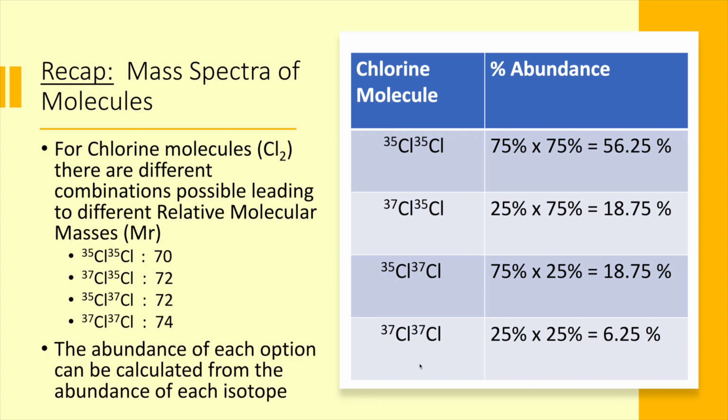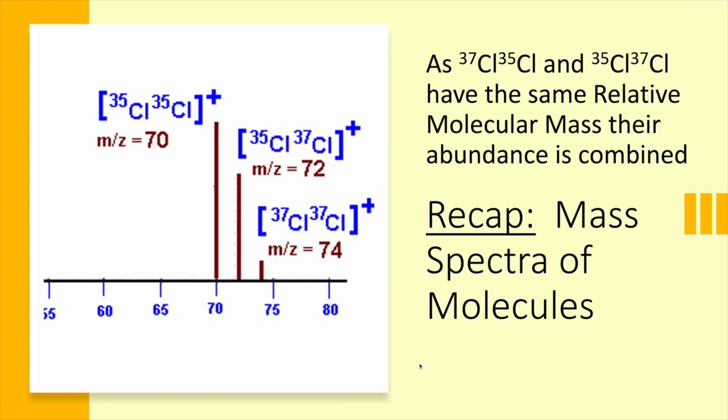So we've calculated those abundances, and then when we would draw our mass spectrograph of those, we'd expect that pattern to follow. Obviously combining those 2 in the middle, the 18.75, would therefore double as we combine those 2 middle ones. Notice also that the percentage abundance, it all adds up to 100, so that's a good way to check that you have done it right, is that they should all add up to 100%.